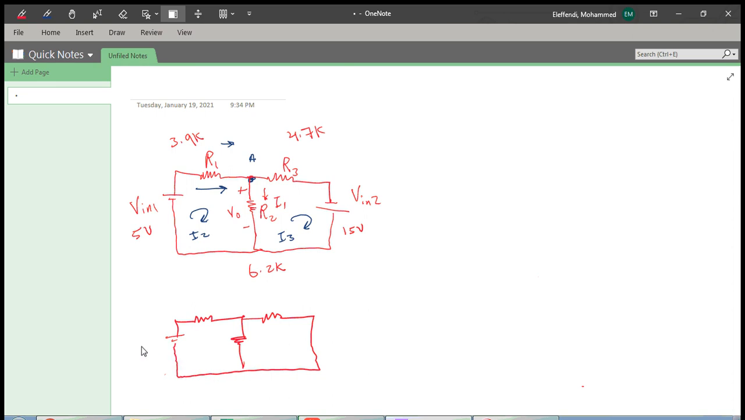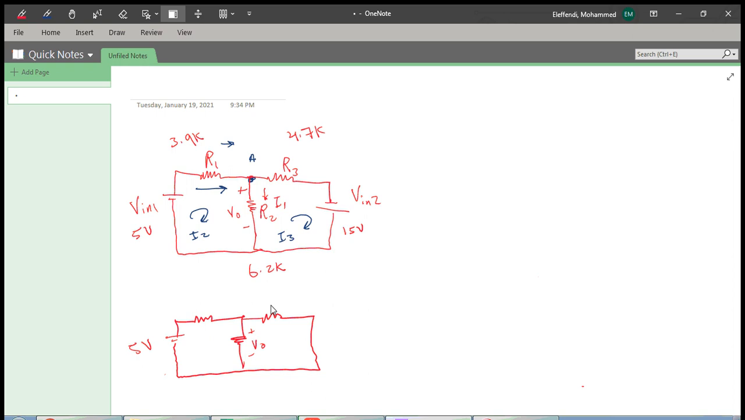And this is going to be the 5 volt. This is going to be my V out, and this is R1, R2, and R3. Now I'm going to find V out. So to find V out, I'm going to calculate the equivalent resistance of these two. So you see that these two resistors, R3 and R2, are now in parallel. So I'm going to calculate the equivalent resistance.